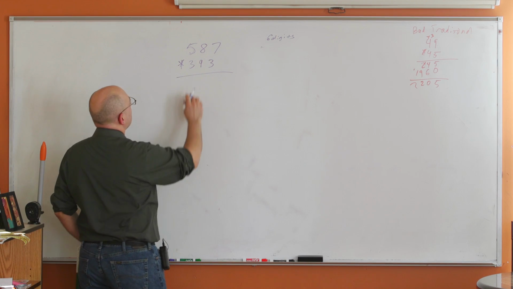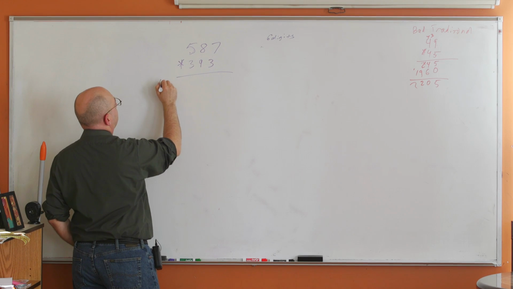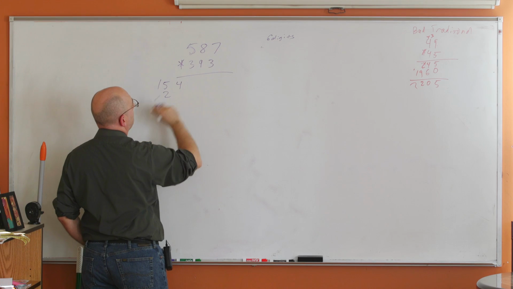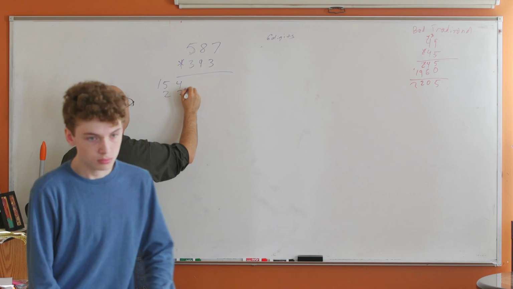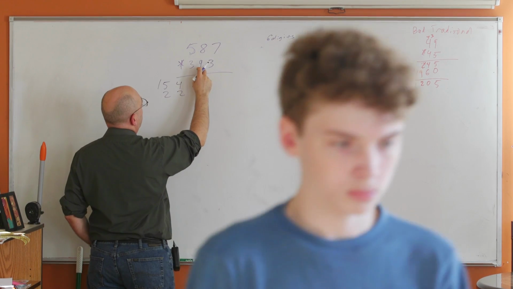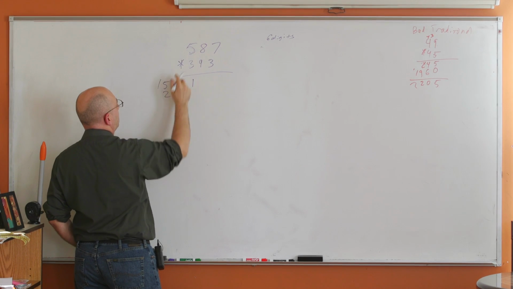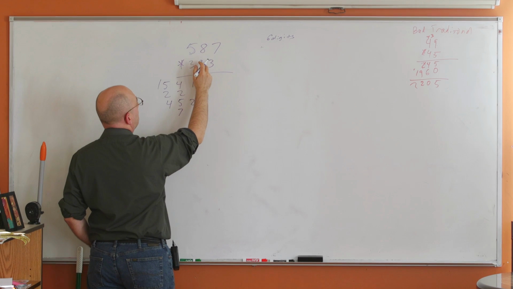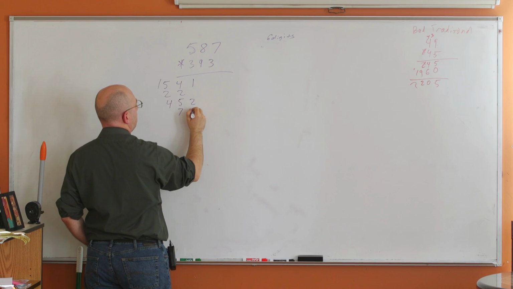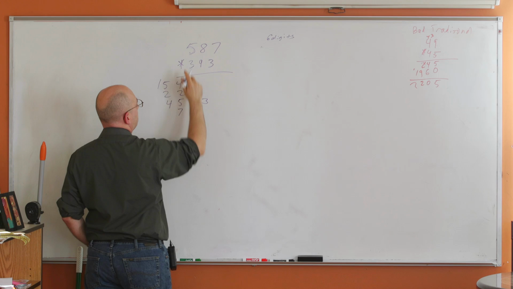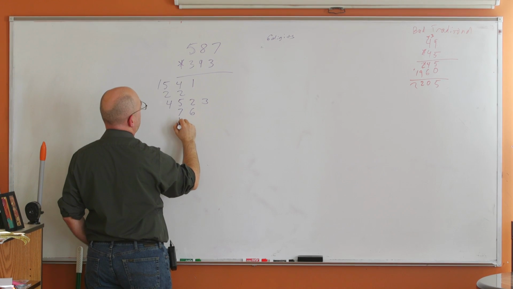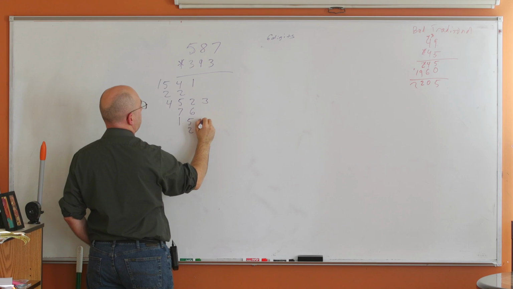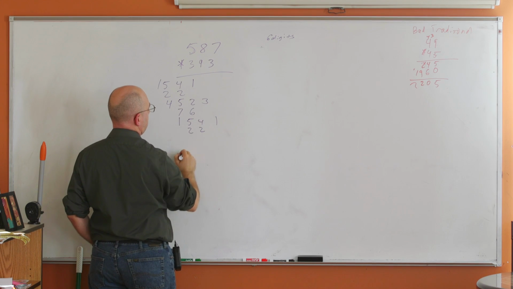All right, 5 times 3, 15. 3 times 8, 24. 3 times 7, 21. Next number is 9 times 5, 45. 9 times 8, 72. 9 times 7, 63. 3 times 5 is 15. 3 times 8 is 24. 3 times 7, 21.